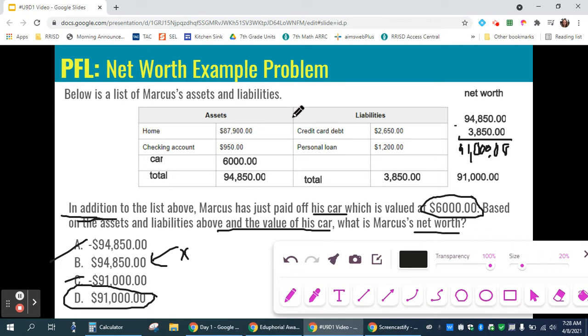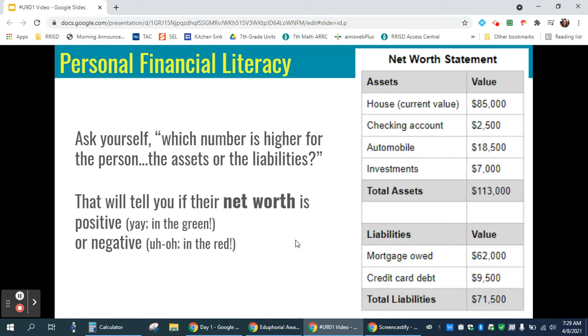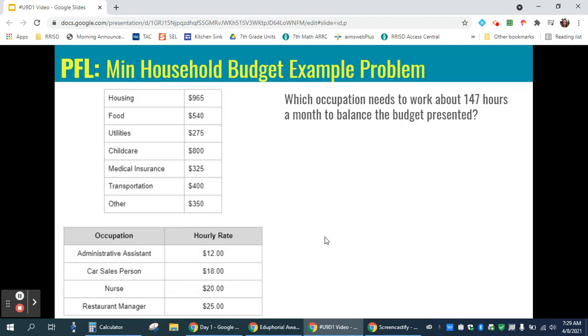And so again, an asset is something that you own or that you could sell quickly for cash. A liability is something that you owe, so it hurts your accounts. All right. So again, ask yourself, which one's higher for the person, assets or liabilities, to determine if their net worth is in the green or in the red, positive or negative. This person has $113,000 worth of assets and $71,000 worth of liabilities. So I know that they're in the positive. They're in a healthy place financially.